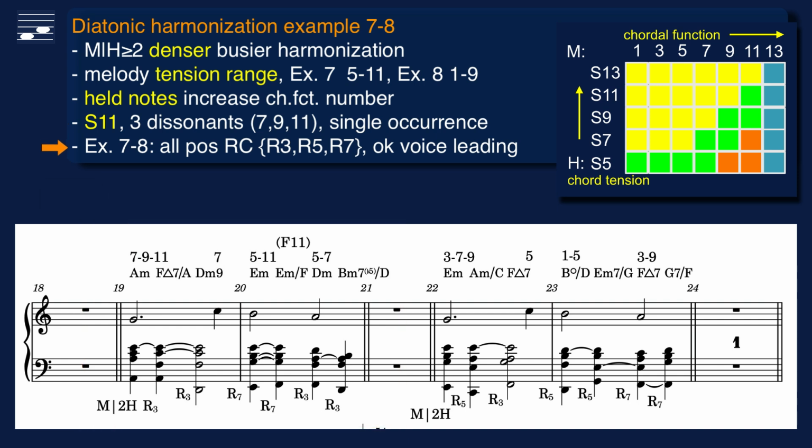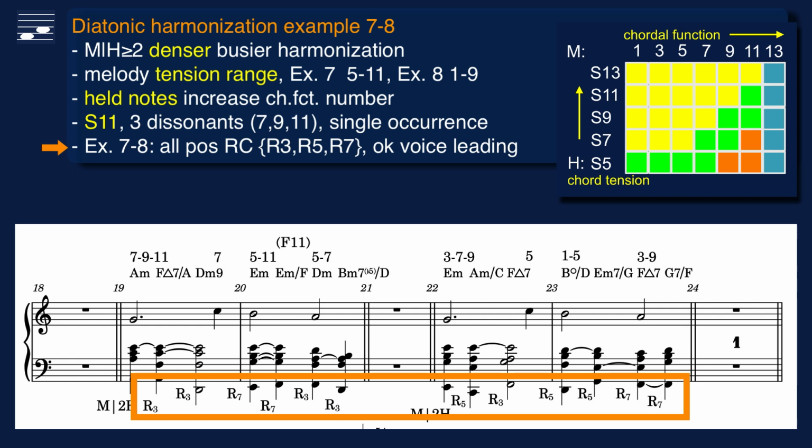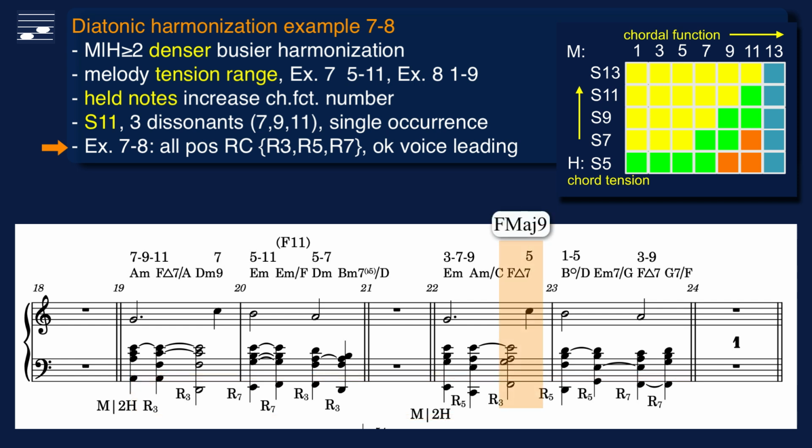Both examples have positive diatonic root cycles only. In measure 22, beat 4, I should have written F major 9, as it is a 9th chord. Again, the voice leading puzzle has become so complex that I could not prepare and resolve all harmony dissonances correctly. The resolution in the top harmony part is an accepted next best solution.